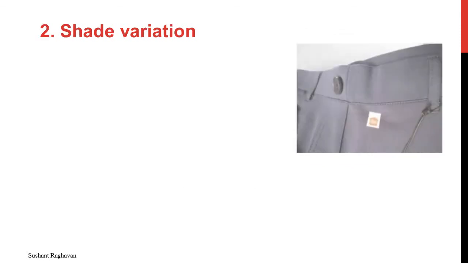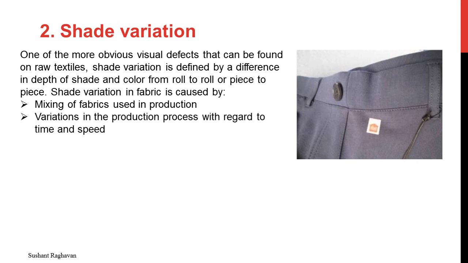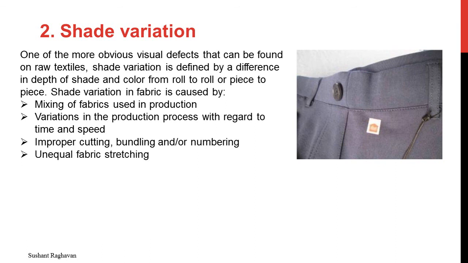Shade variation. One of the more obvious visual defects that can be found on raw materials, shade variation is defined by a difference in depth of shade and color from roll to roll or piece to piece. Shade variation in fabric is caused by mixing of fabrics used in production, variation in the production process with regard to time and speed, improper cutting, bundling and or numbering, and unequal fabric stretching.